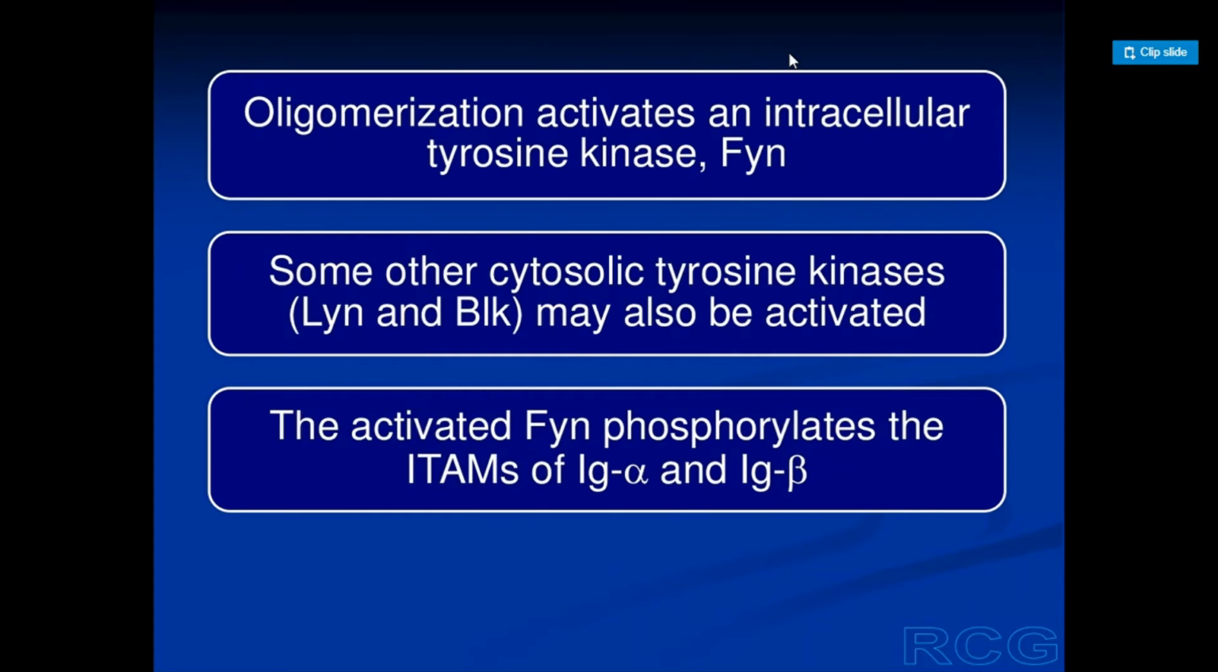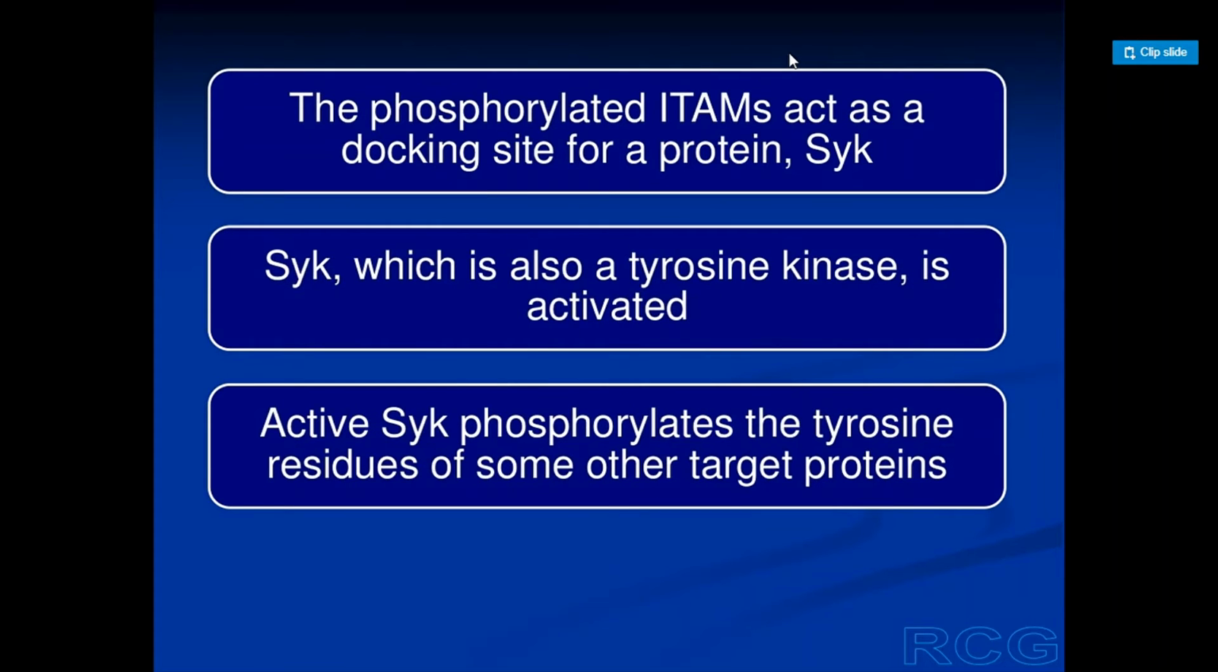And this activation of the intracellular tyrosine kinase phosphorylates the ITAMs of the Ig alpha and the Ig beta, and these phosphorylated ITAMs act as a docking site for a protein, that is SYK. This SYK, which is also a tyrosine kinase, is activated, and this activated SYK phosphorylates the tyrosine residues of some other target proteins.